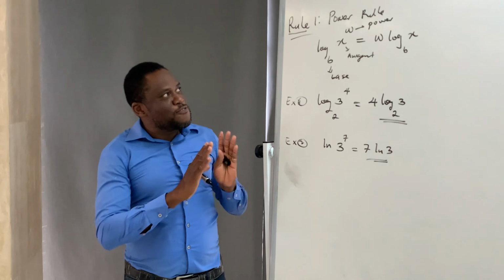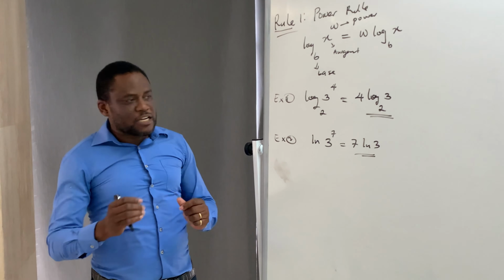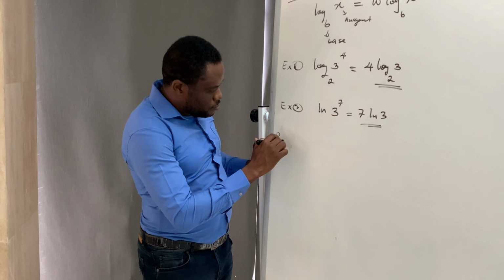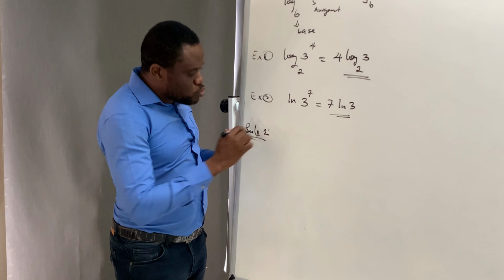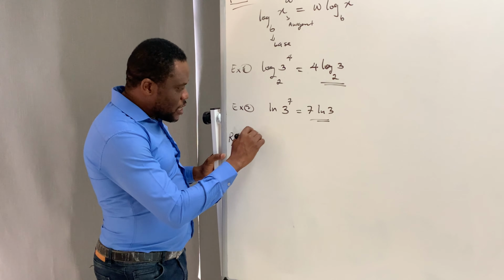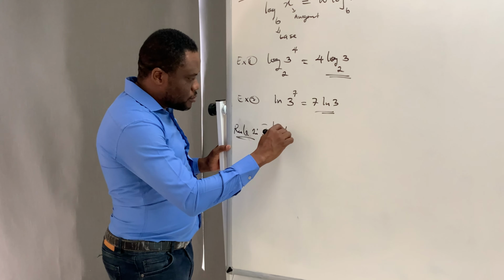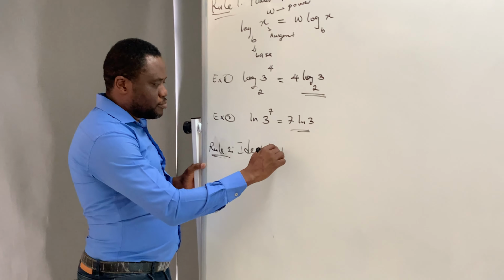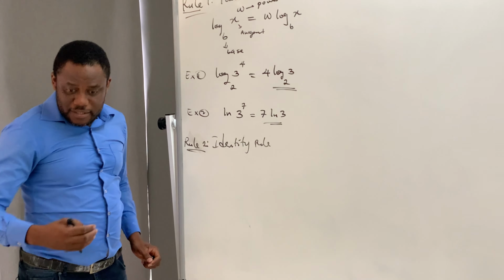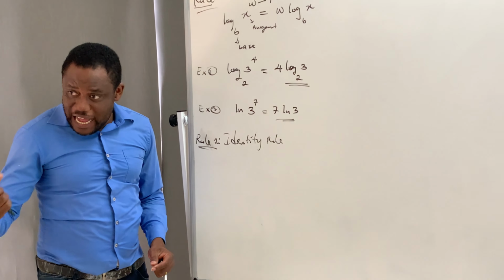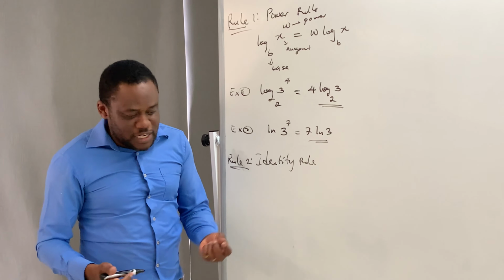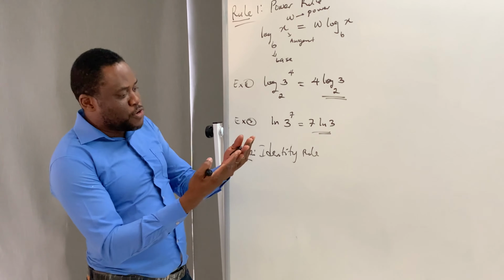Okay, I think enough of this. Let's go to the second rule, rule 2: identity. Identity is your ID card, something that identifies you, something that shows that you are the one. With an ID card, you look at the picture and look at you, right? Good. The same thing here.